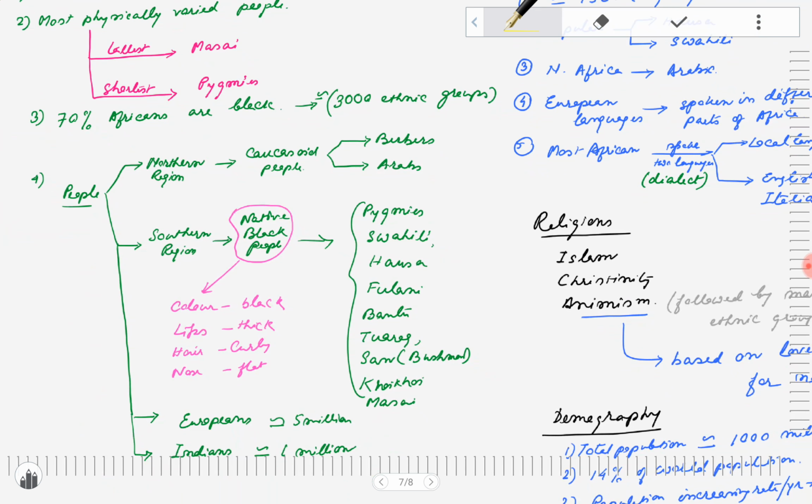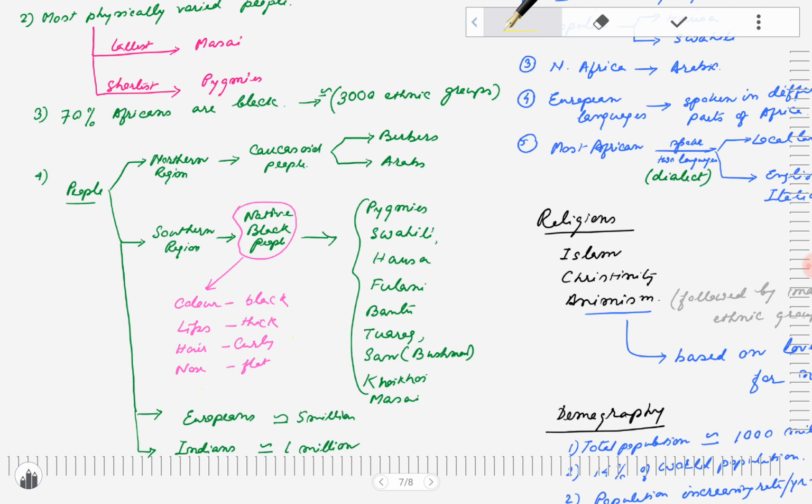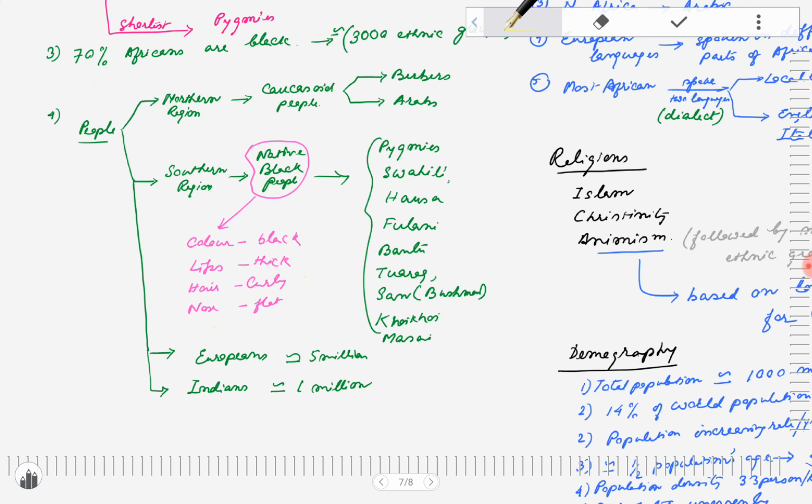They are mainly Pygmies, Swahili, Hausa, Fulani, Bantu, Tuareg, San, Khoikhoi, and Maasai. And these native black people have black skin, thick lips, curly hair, and a flat nose. These people are found in the southern region.